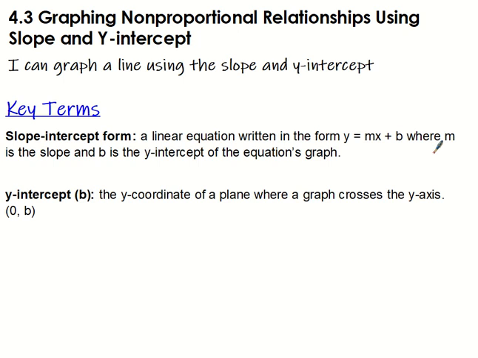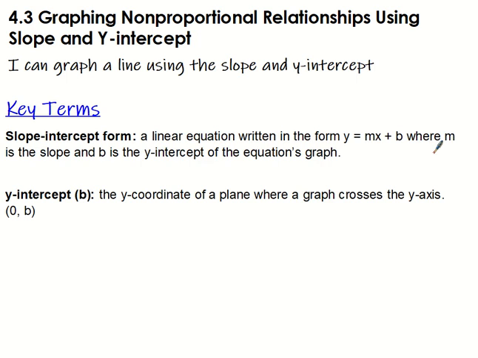We are doing 4.3 today. So we are going to graph our non-proportional relationships, and we're going to use the slope and the y-intercept. Before, we've been finding the slope and the y-intercept with the graph. Now we're going to know what the slope and the y-intercept are, so we're going to make the graph. We're going to go backwards from what we just did.